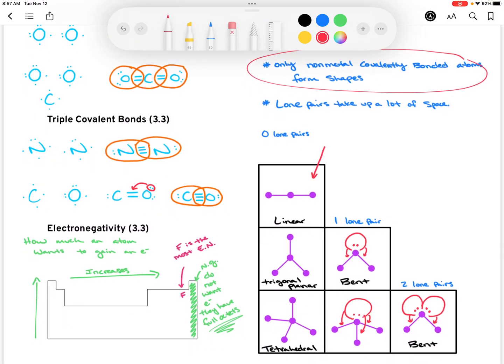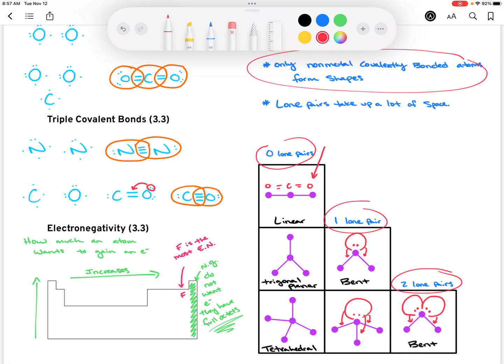If they're forming a shape that's in a line, we call it linear, and this is 0 lone pairs. This is the title of this box. So we have 0 lone pairs, 1 lone pair, and 2 lone pairs. It's categorizing them. If it has 0 lone pairs, we have a central atom. It could be carbon bonding with an oxygen like this. We would call that linear.